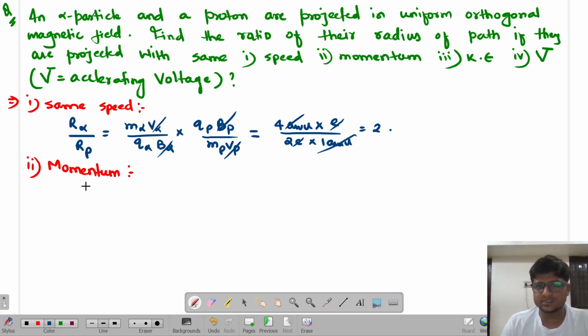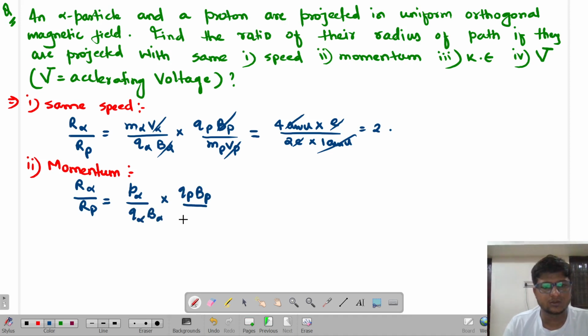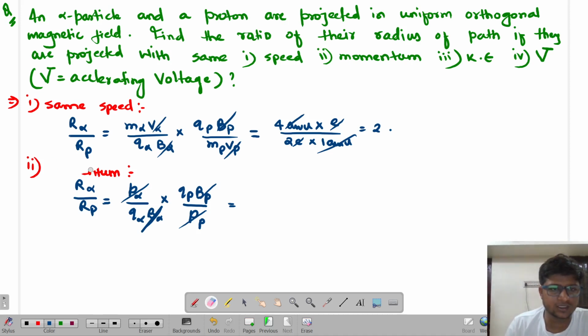Okay. Next is momentum. Mass into velocity is momentum. So momentum of alpha particle by charge of alpha particle, magnetic field of alpha particle into charge of proton, magnetic field of proton by momentum of proton. This and this got cancelled. This also is going to get cancelled because momentum is same. Let me change this heading. Same momentum I have to write.